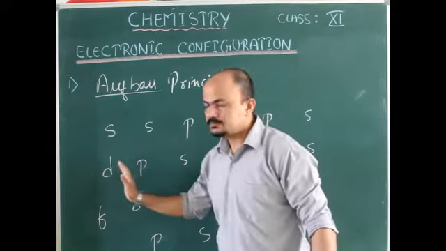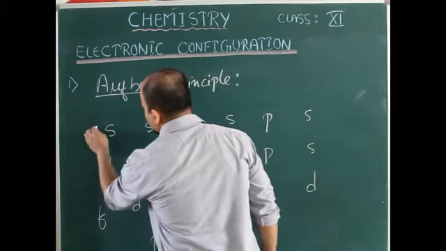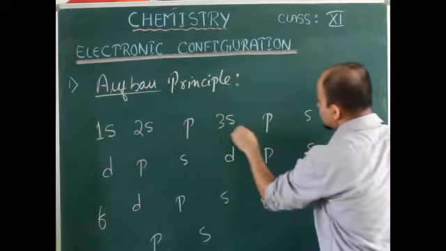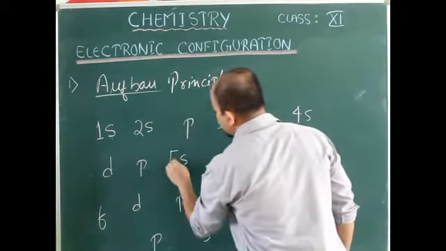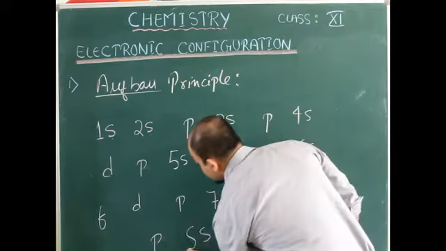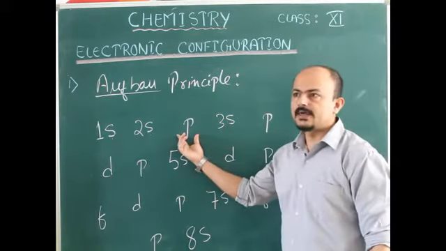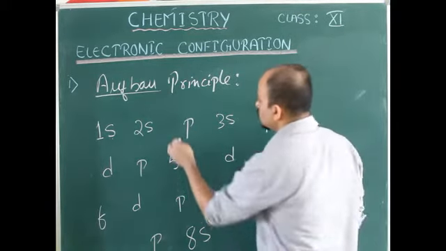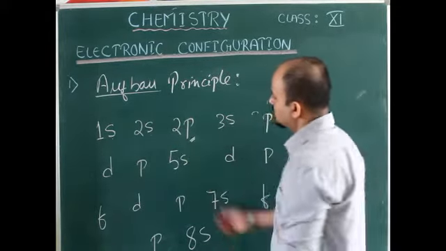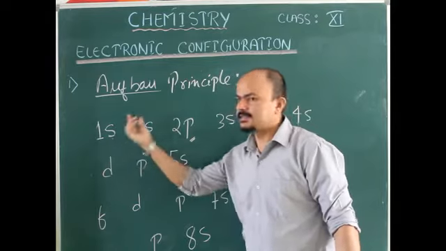Now you have to remember that it begins from 1. So for s orbitals: 1s, 2s, 3s, 4s, 5s, 6s, 7s, 8s. Now, whenever we move on to p orbitals, it has to begin from 2, not 1. 1 is for s.